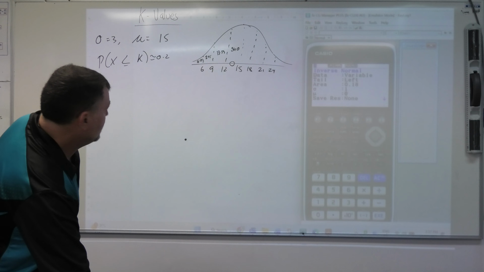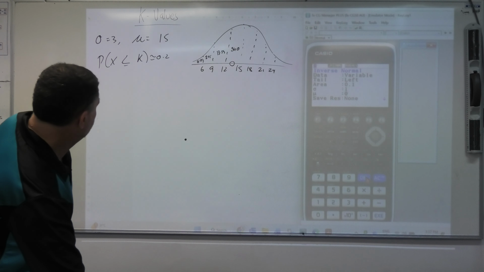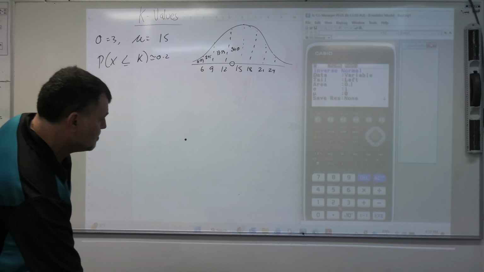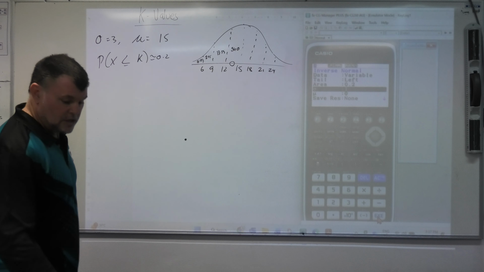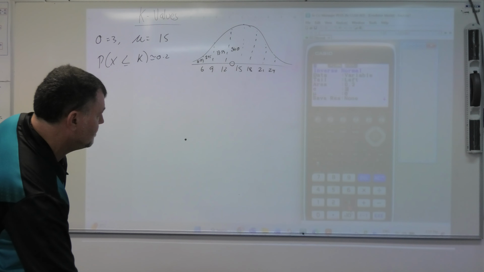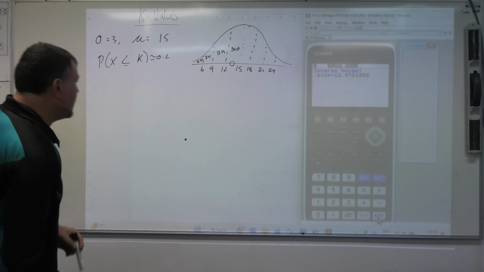So we are looking at a left. Your area this time is 0.20. Your deviation is 3, so we'll put 3 in there. And your mean is 15. Once you've done that, let's press calculate, and we get an answer.